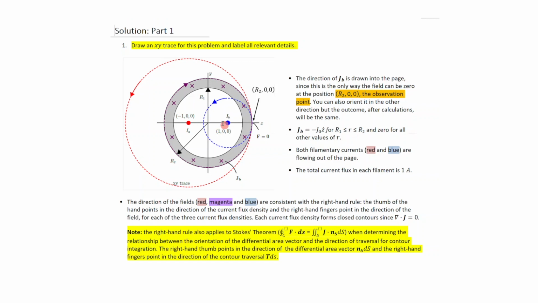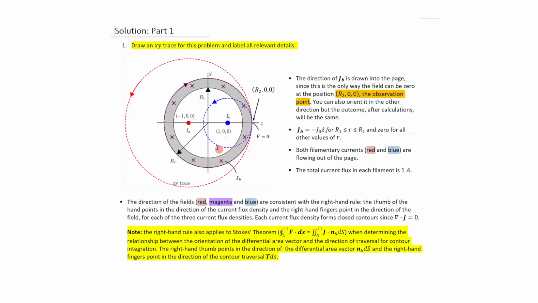And so you have a current filament here at location 100. The total current flux is 1, we'll call it IB here. Here we have another current filament that's pointing out of the page, in the z direction. I will call its current flux IA, and it's at location minus 100. We also have a current flux density flowing through this cylindrical shell, but it's flowing into the page. That's why we've marked this with X's.